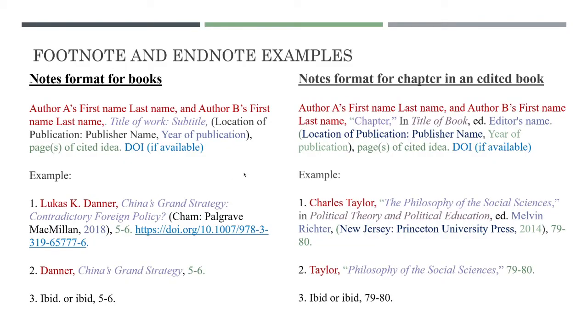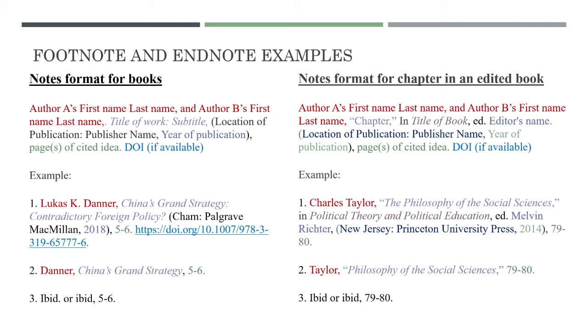Here we can see two examples of notes. This first example is of a book, and the second is of a chapter in an edited book. Edited books differ from regular books in that each chapter or article is written by different authors. You must make sure to cite the author of the chapter you are using. Importantly, we can see that both examples have different versions. This first version is called the long version, or the long note, which must be used at least once and when you first cite your source.